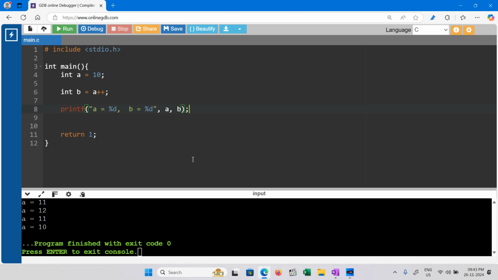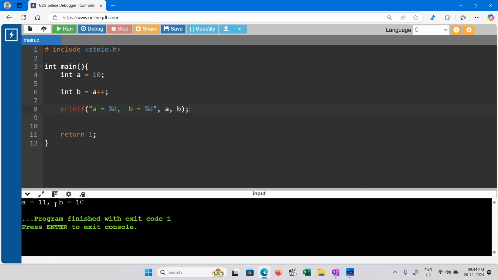Now see here, if I execute this code, what happened? a became 11, but b doesn't get the 11. b gets the old value before the update of a. Why? Because I have used post increment here. Post means after. Simple way to remember, after. First, assign the current value of the operand to the left hand side variable and then update the operand value. So 10 became 11.